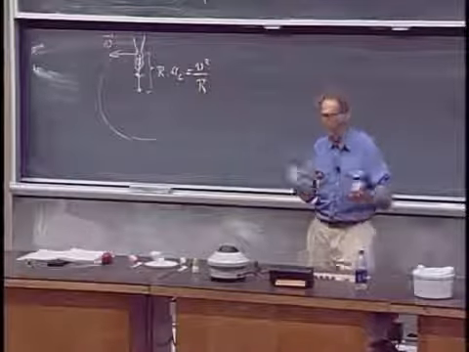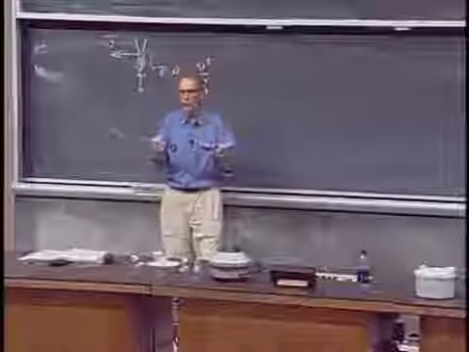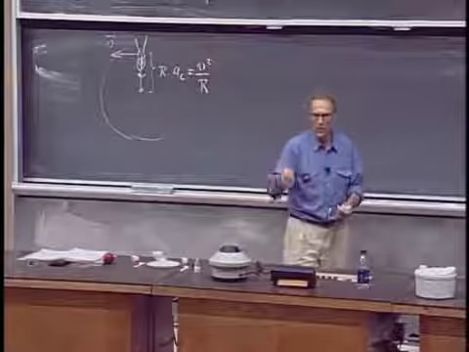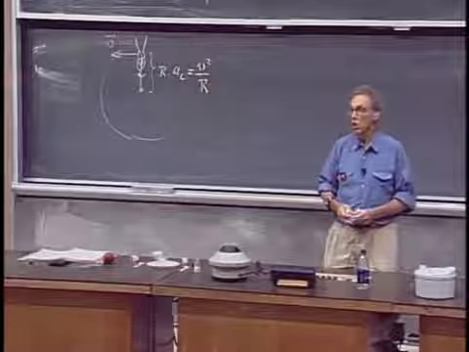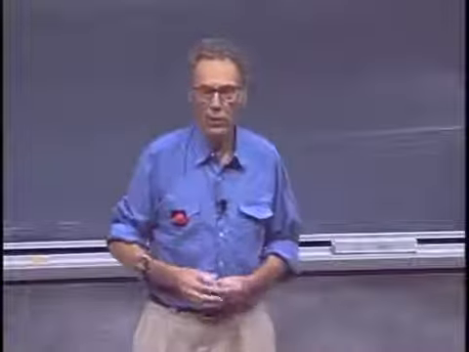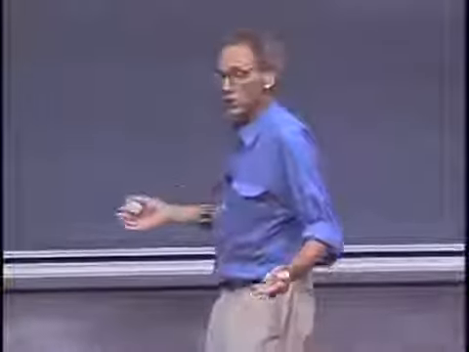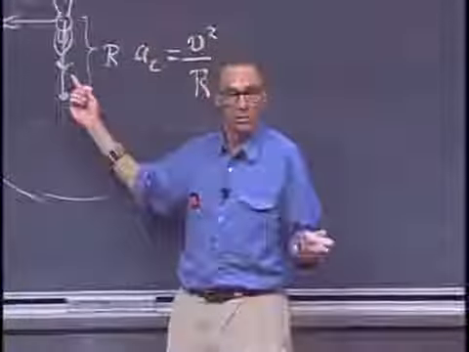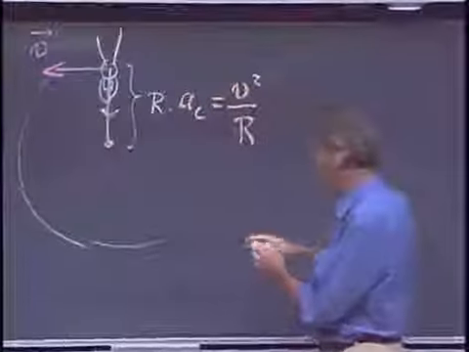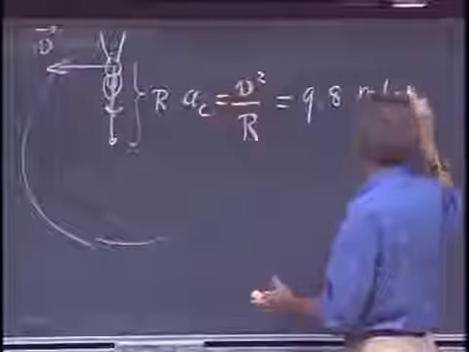Where is this person going to get the push or the pull from for this centripetal acceleration? Does the string have to pull on it? No, because there's always gravity, and gravity gives you an acceleration of 9.8 meters per second squared. So the string says, tough luck, I don't have to do anything. Gravity provides me with the 9.8 meters per second squared that I required.